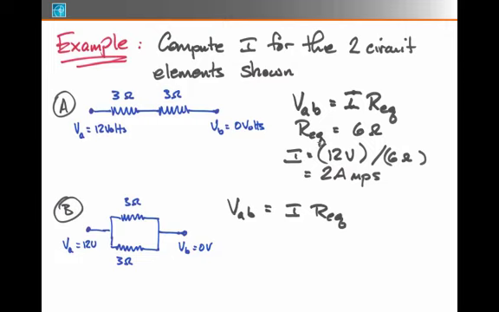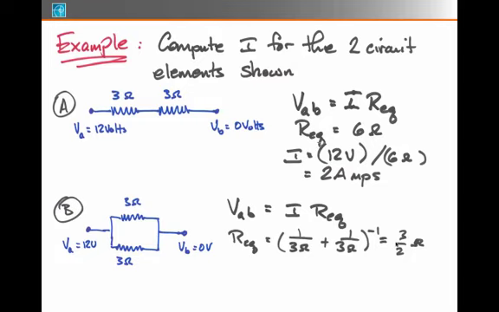For the parallel case, I know that the voltage drop, VAB, will equal I times the equivalent resistance. The equivalent resistance is equal to 1 over a quantity 1 over 3 ohms plus 1 over 3 ohms. That's equivalent to 3/2 of an ohm, because 1/3 plus 1/3 is 2/3, and I have to take 1 over it, so that's 3/2. So the equivalent resistance is 3/2 of an ohm.